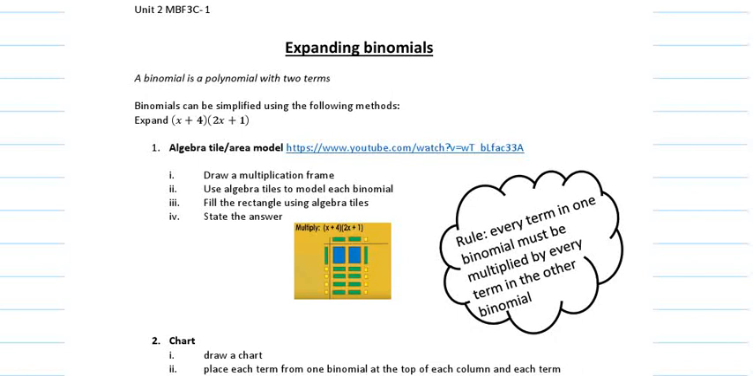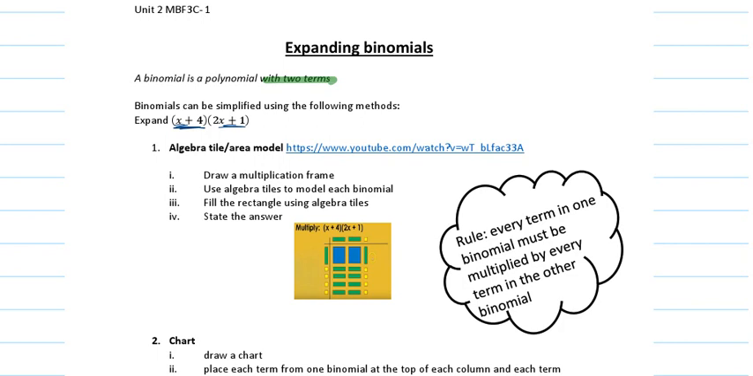Okay. So a binomial is a polynomial with two terms. Whenever you see something that looks like x plus 4, this is two terms. So we call this a binomial. Now what's happening here is I have a binomial multiplied by another binomial. That brackets means multiplication. So this is basically I have x plus 4 multiplied by 2x plus 1.